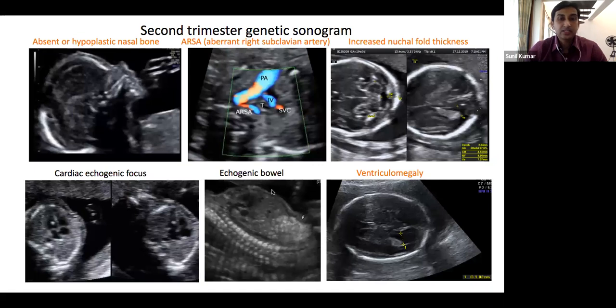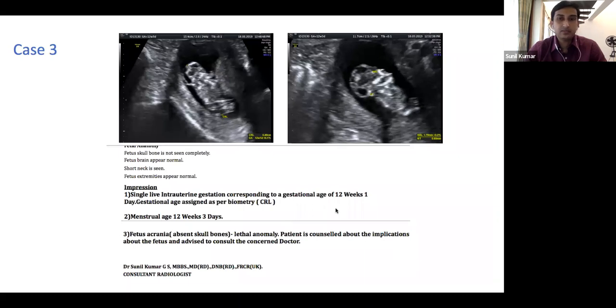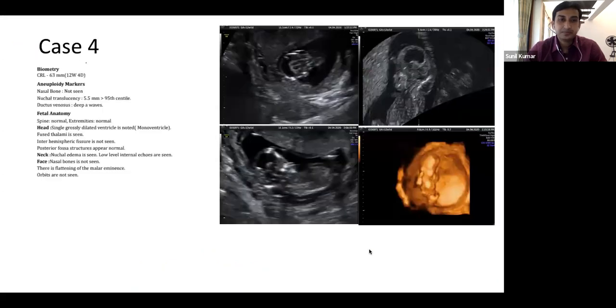In the second trimester genetic sonogram, we have certain features like absent nasal bone, aberrant right subclavian, increased nuchal fold thickness, echogenic focus in the heart, echogenic bowel, ventriculomegaly. These are also indicators for chromosomal abnormality. Some cases where we could identify abnormalities in first trimester, like fetus acrania, absent cranium, which is a lethal anomaly.